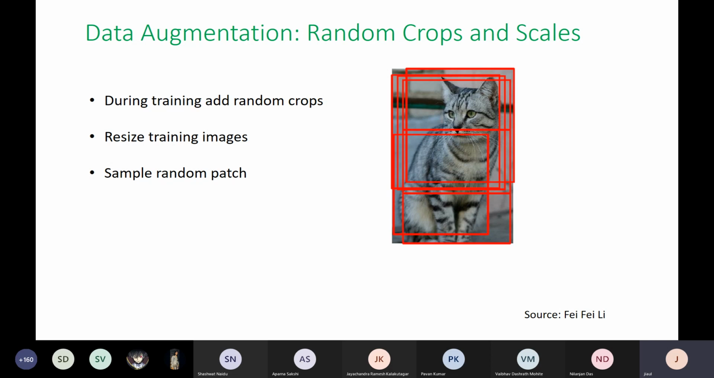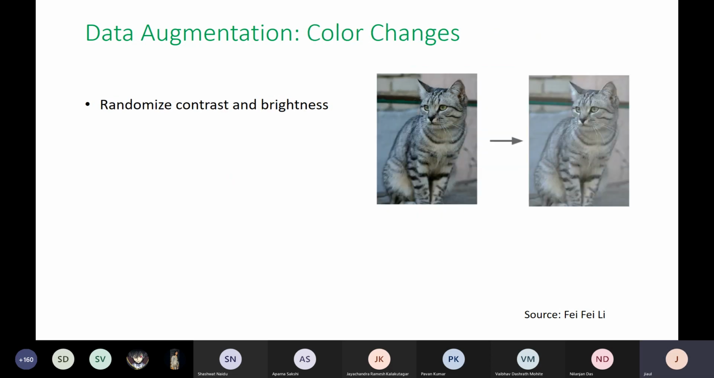We can also play with, for example, the contrast and brightness of the images. Change the contrast a little bit, the brightness a little bit, and so on to augment the image. There are other methodologies as well, but I'm just showing a couple of examples here. You can use any standard image processing tool to change the contrast and brightness.